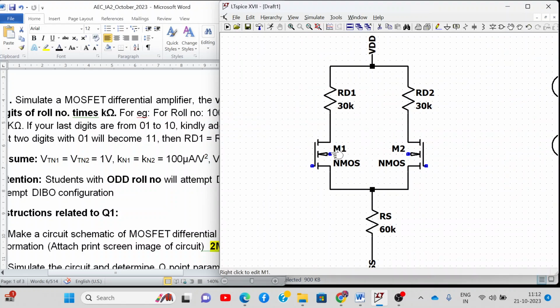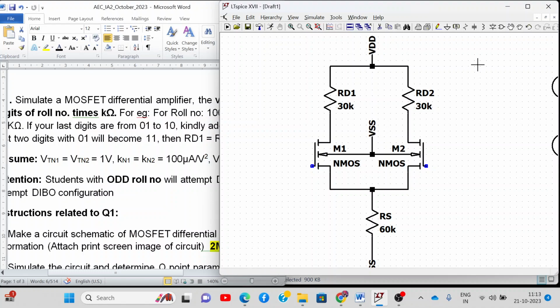Now the next thing is, there is the fourth terminal of the MOSFET, which is the body terminal. The body terminal has to be connected to the most negative part of the supply, and the most negative part of the supply is VSS. So take a label from here and label it as VSS. All right, don't connect it to ground.